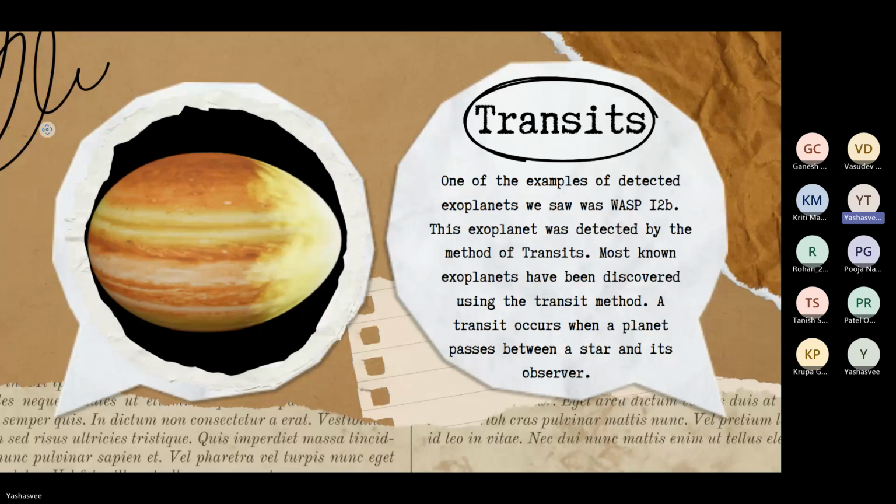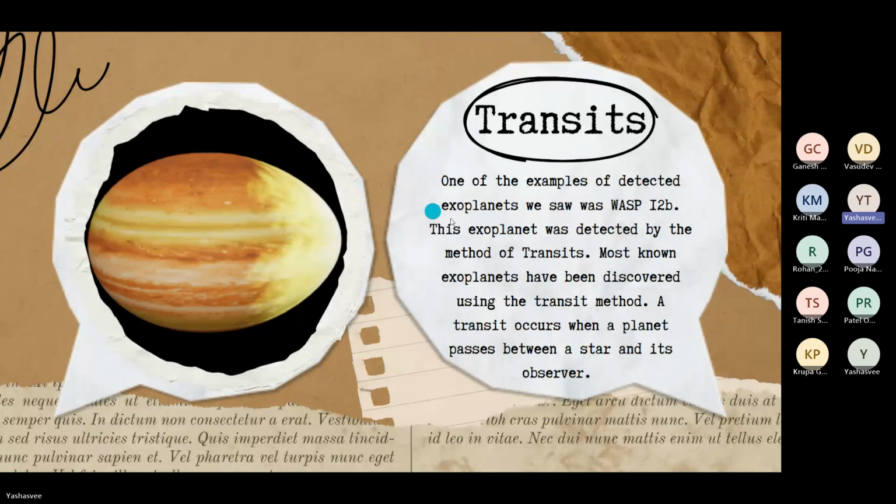So, the next method we have is transits. One of the examples which we saw was of Austral B. So this exoplanet was detected by the method of transits, and most known exoplanets have been discovered using this method. In simple words, a transit occurs when a planet passes between a star and its observer.